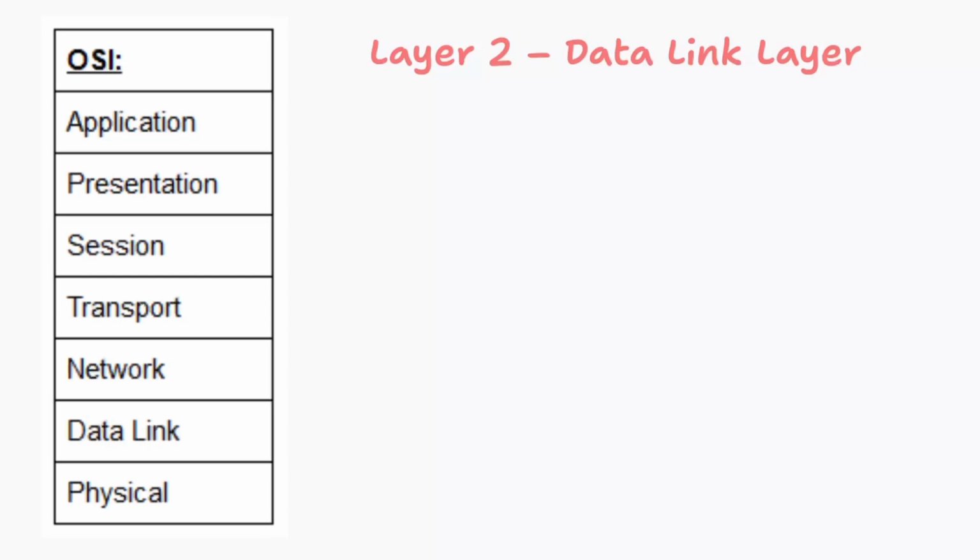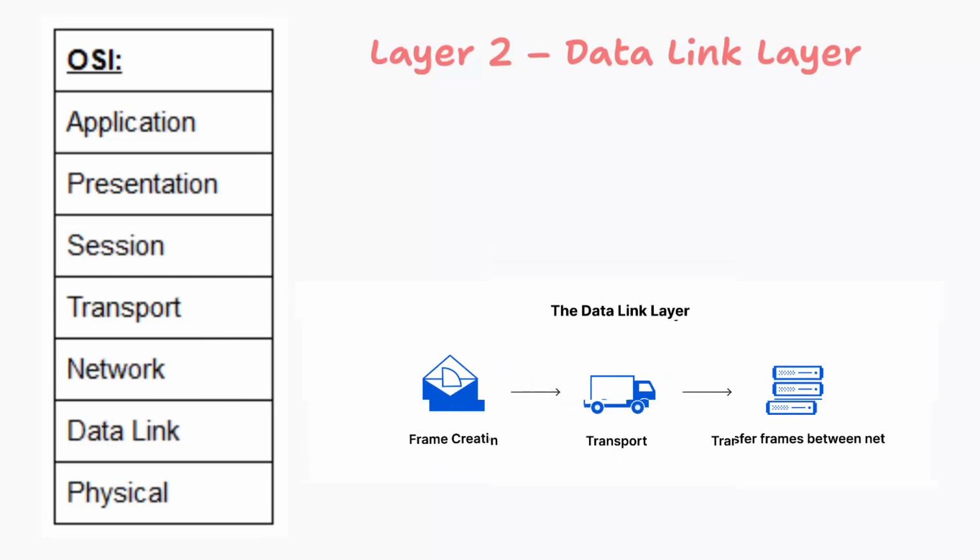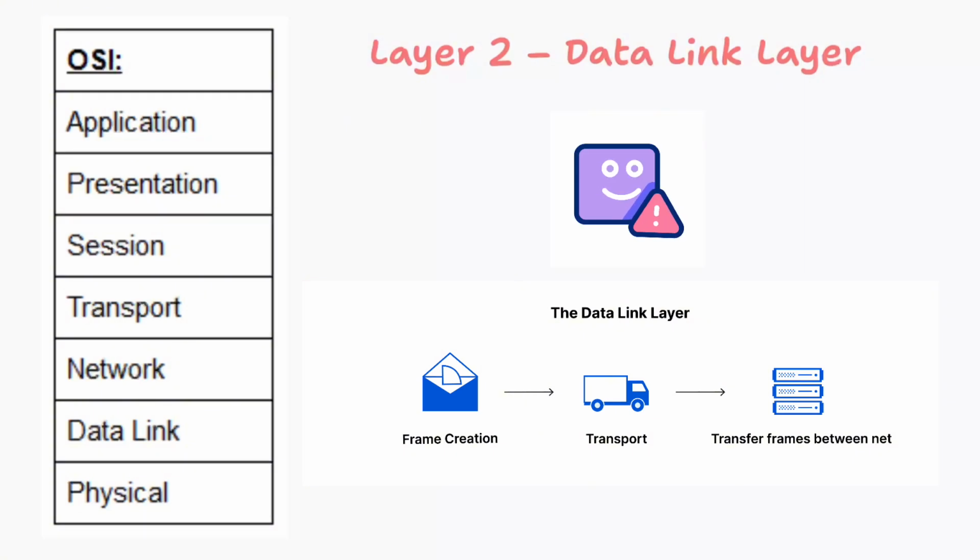In layer 2, we have the data link layer. The data link layer is responsible for node-to-node delivery of the message. The main function of this layer is to make sure data transfer is error-free from one node to another over the physical layer. When a packet arrives in a network, it is the responsibility of the data link layer to transmit it to the host using its MAC address.